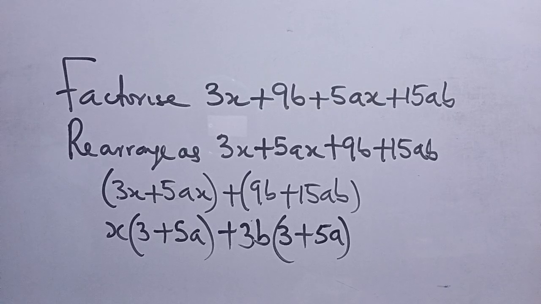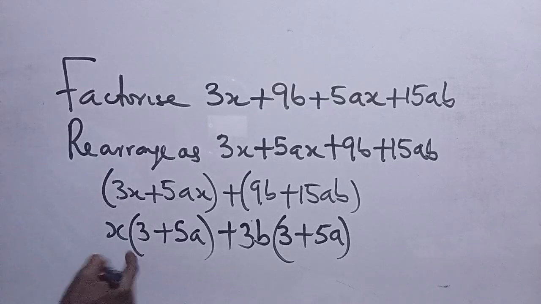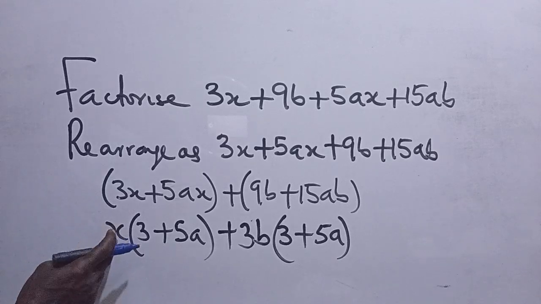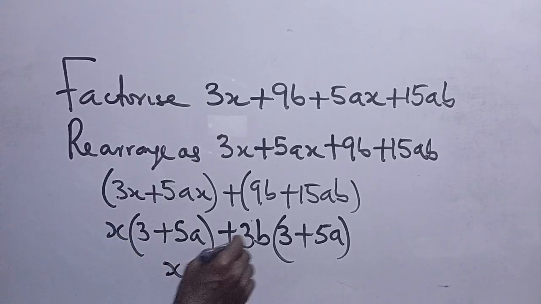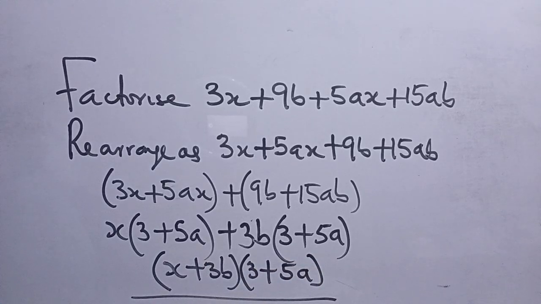So you observe closely that what you have in each of the brackets are the same. You have 3 plus 5a, 3 plus 5a. So that implies, combine those outside the bracket, pair with those in the brackets. You pick this x plus 3b, close the bracket, and pick one of these: 3 plus 5a. So that is the solution to the problem.